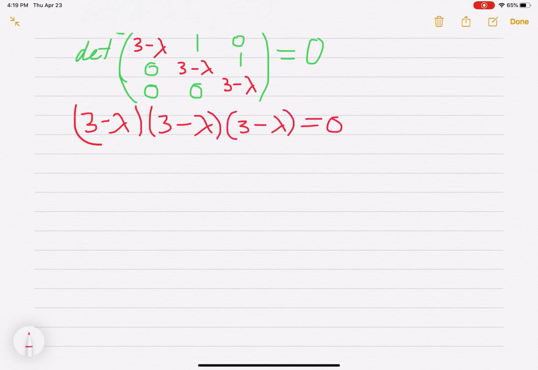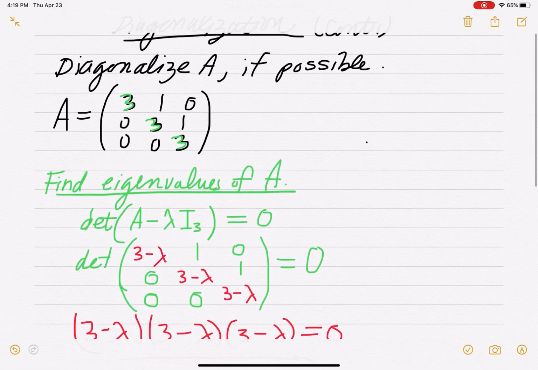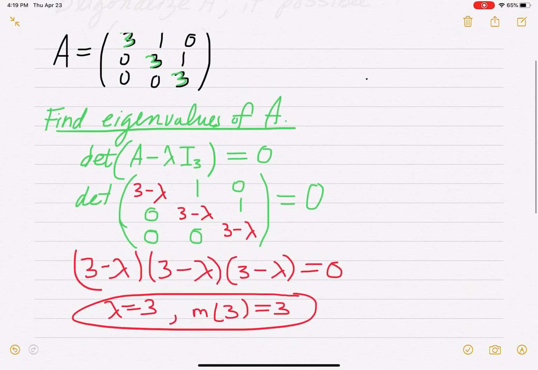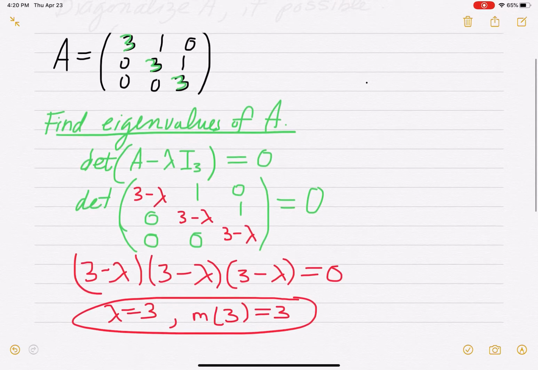That's equal to 0. So we're going to have lambda equals 3, and that's going to have multiplicity 3, right? We have a single eigenvalue repeated 3 times, so the multiplicity is 3. It's called the algebraic multiplicity. So what we have to do to see if we can diagonalize this is to see if we can find 3 linearly independent eigenvectors. You need n linearly independent eigenvectors to determine if it's diagonalizable.